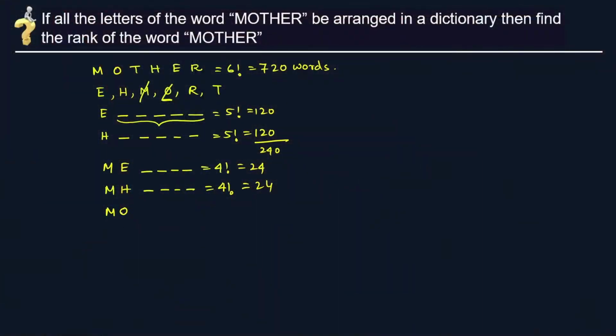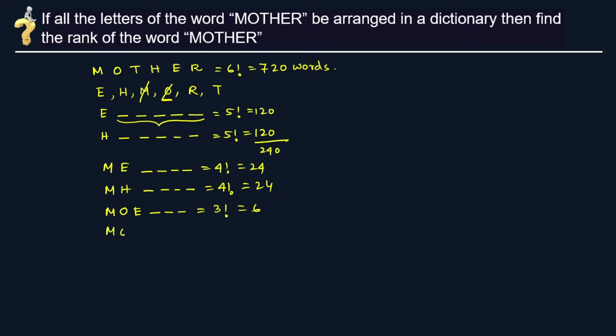So now it is M-O. After that, alphabetically it must start with E. After O, alphabetically it should start with E. So if it is E, then how many words will come? It's factorial 3, that is 6.